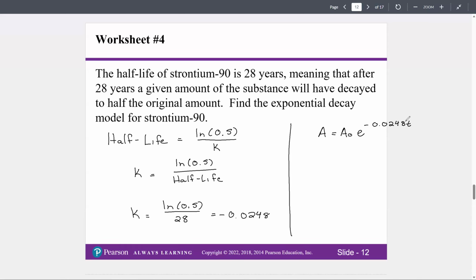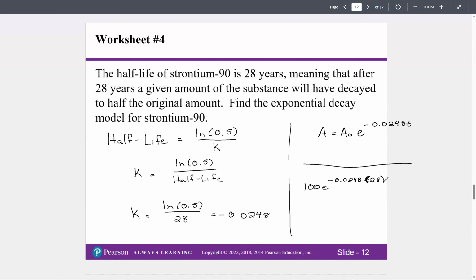And once again, you could always check this one out just to see if it works. So let's see, if I have 100 strontium atoms, let's say, how many do I expect to have left over after 28 years? We're going to see if we actually get 50 left back.